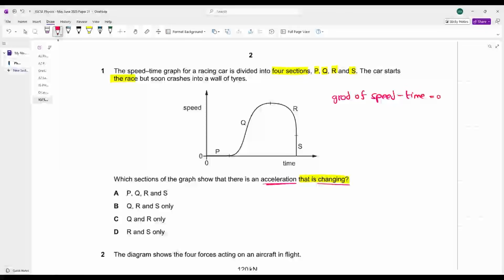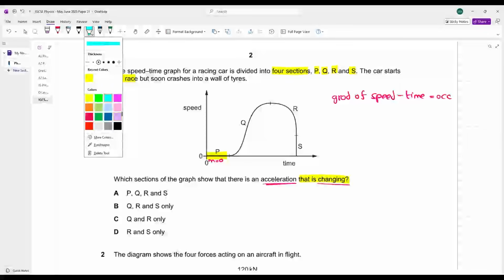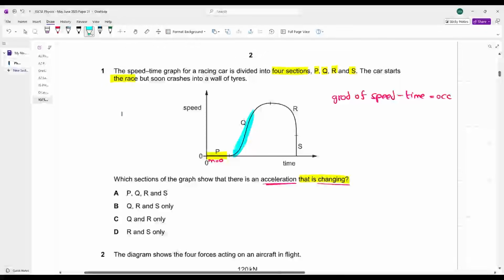Gradient of a speed time graph is equal to acceleration, है ना? Now, where is the gradient changing? Can you realize P तो एक horizontal line है. यहाँ पे आपका gradient क्या होगा? Zero. It is not changing. It is constant. Then can you realize Q is a curve? Q is a curve. इसका मतलब क्या है? Q का gradient changes या Q का gradient is changing.